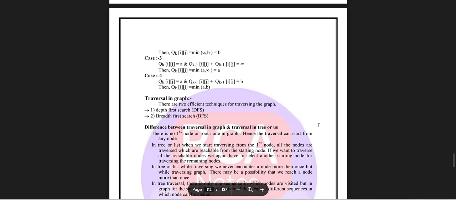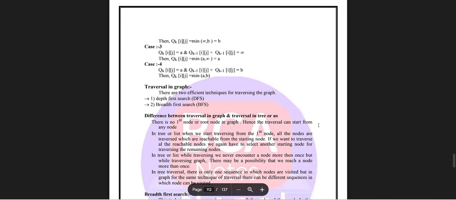In a graph there is no root node, hence the traversal can start from any node. In a tree we start the traversal from the first node. All the nodes which are reachable from the starting node are traversed.